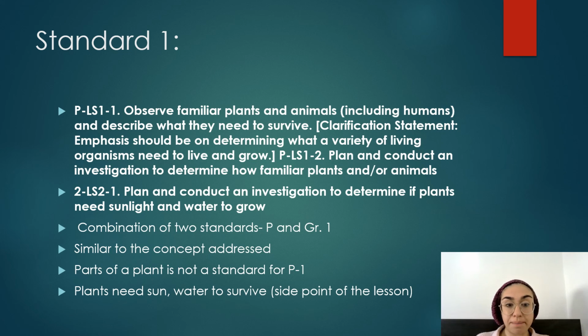So the first one was from pre-kindergarten, to observe familiar plants and animals and describe what they need to survive, and to plan and conduct an investigation to determine if plants need sunlight and water to grow. So this is a combination of two different standards, one from pre-kindergarten and one from grade 1, but I believe that they're both very connected and they both have to do with this lesson. And I believe the teacher was trying to meet both of them.